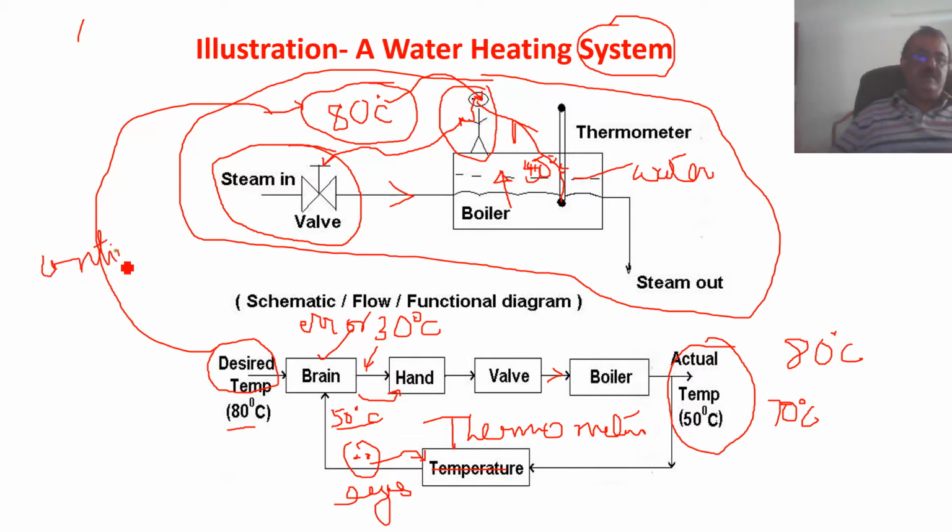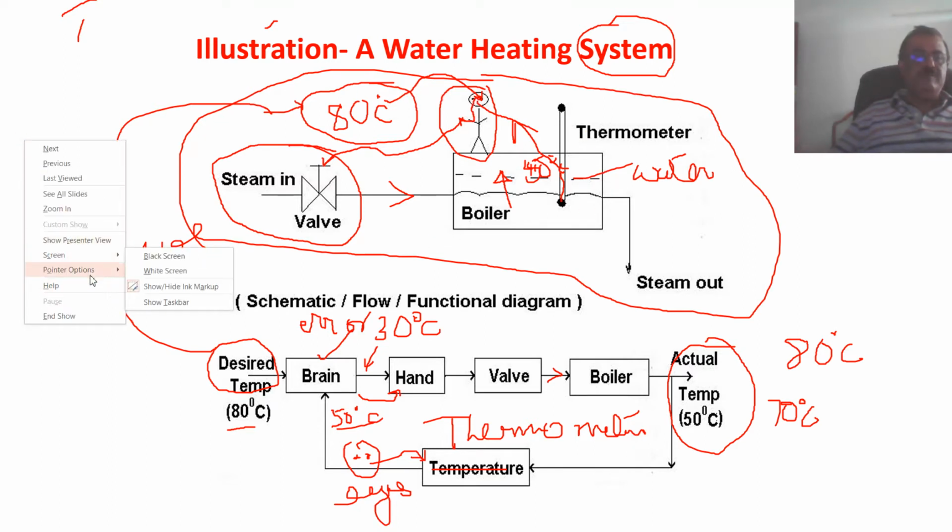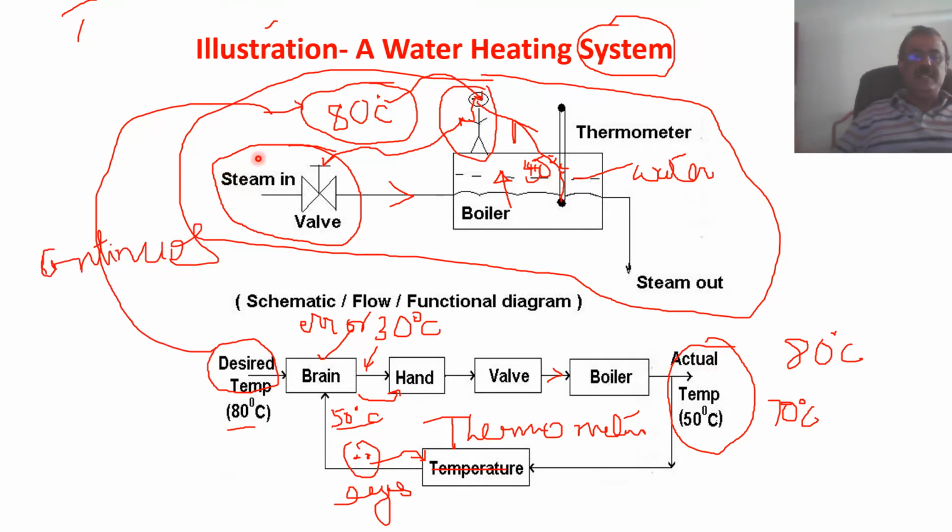Such a system, I can call it a system. So what is a system then? A system is basically an assemblage of components arranged in a particular fashion for accomplishing the desired job. What is the desired job here? Heating water to a temperature and maintaining that temperature continuously. That's the job.